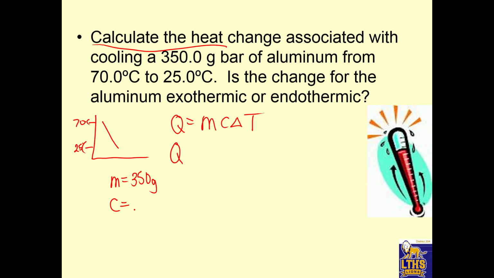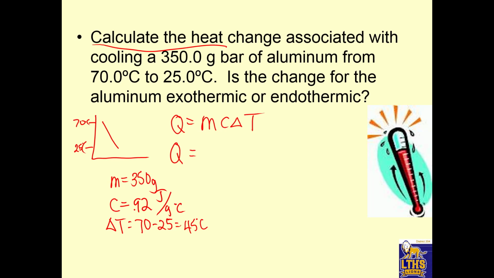Okay, yeah, I remember now. 0.92 joules per gram degree Celsius. And then delta T is the difference in temperature. 70 minus 25 is 45 degrees Celsius.